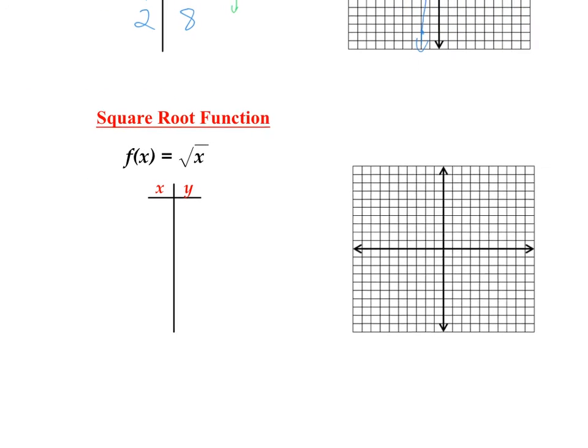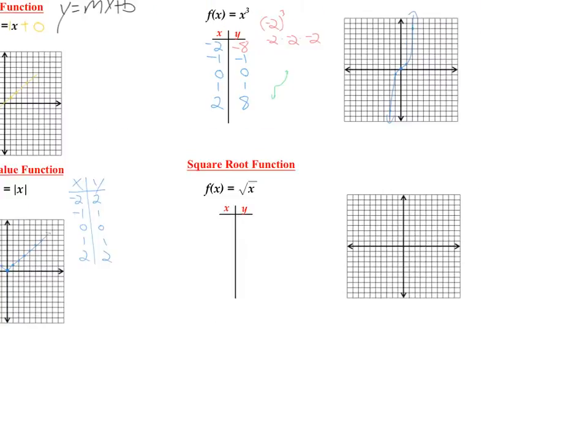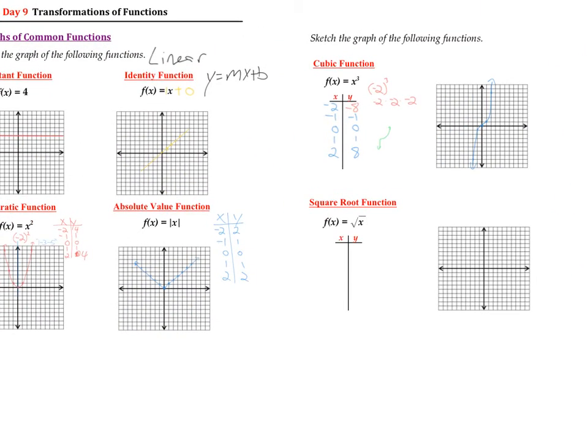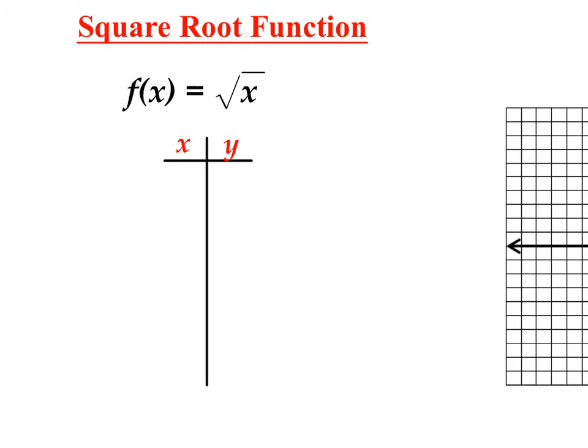All right, next up is a square root function. We're taking the square root of x. Now here's where we want to be kind of careful with what values we choose. I don't want to just go through and do -2, -1, 0, 1, and 2, because if I try doing the square root of 2, I'm going to get 1 point blah, blah, blah, and I don't know how to graph that cleanly.